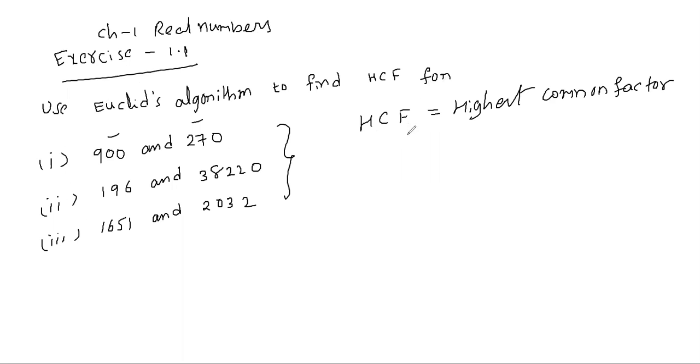So what is HCF? HCF is the highest common factor. That means in the given 900, 270, what is the highest common factor? That we have to find. So the method is Euclid's algorithm. Don't worry about Euclid's algorithm. Euclid's algorithm is simple. It's like a division.